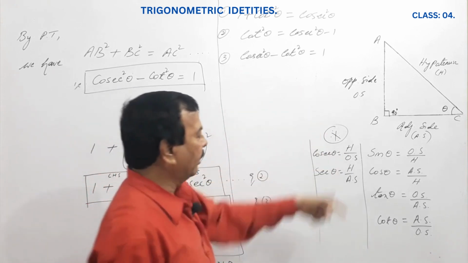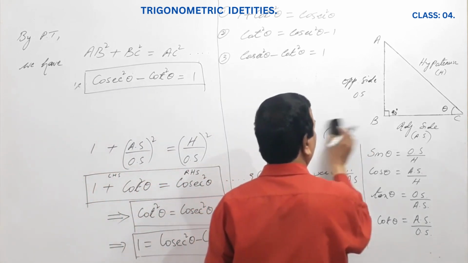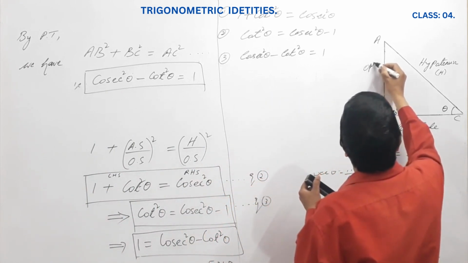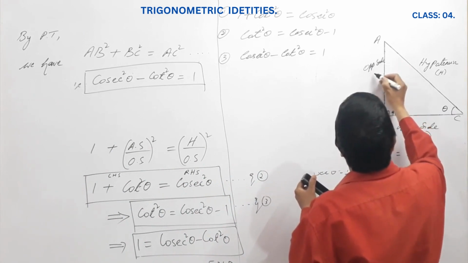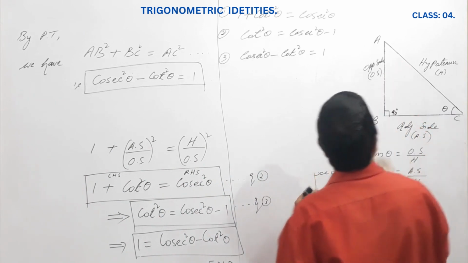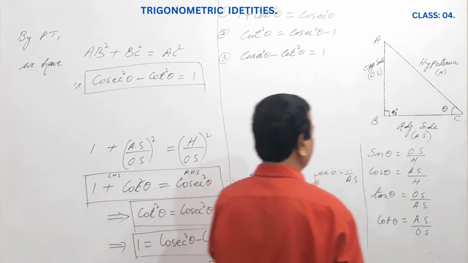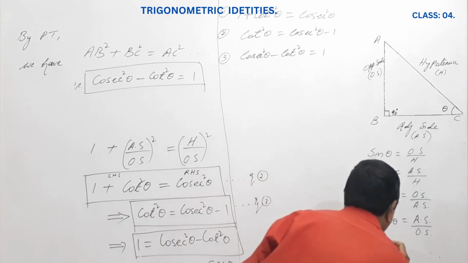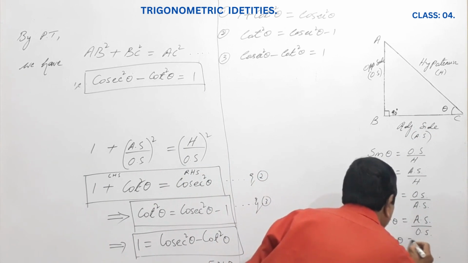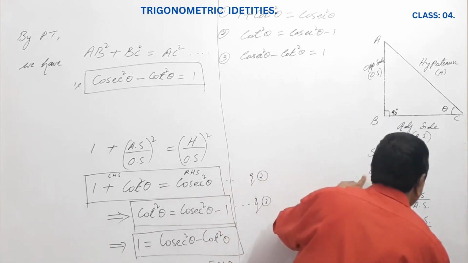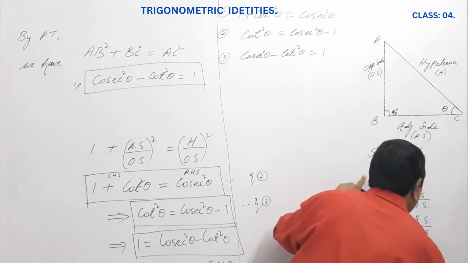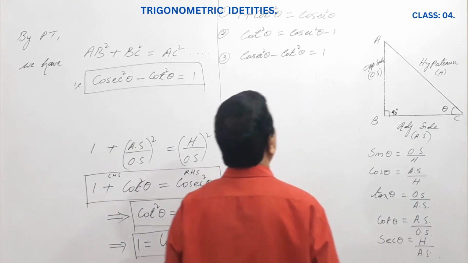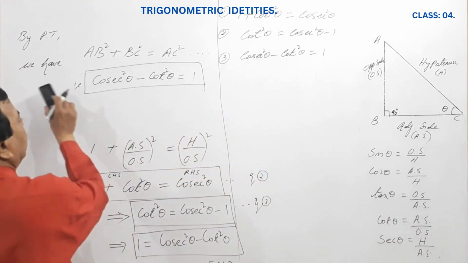I need this space, so I'll rub this. I'll write it small. Opposite side, that is opposite side. So I'll write this, that is secant theta is the reciprocal of cosine, that is H by AS. So I'll rub this, please make a note.